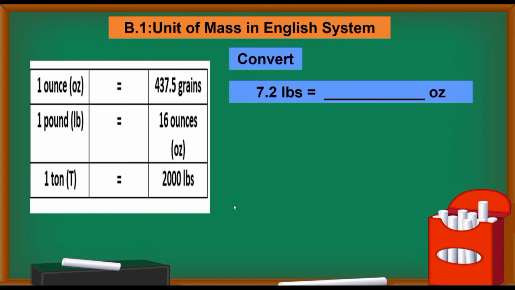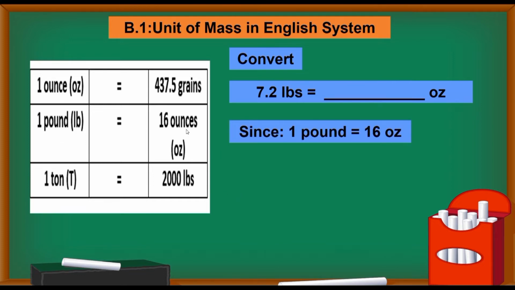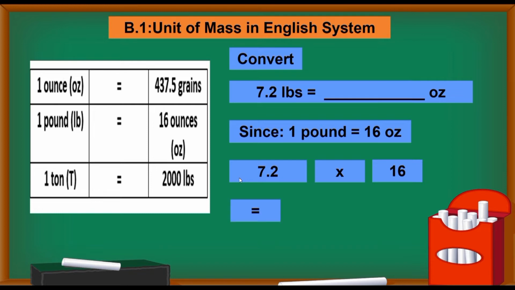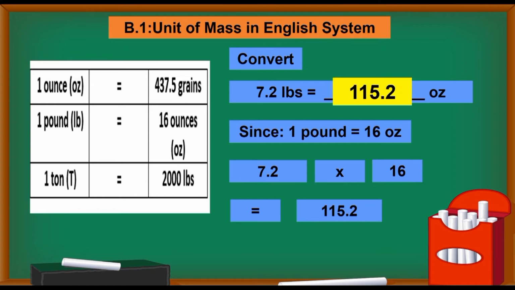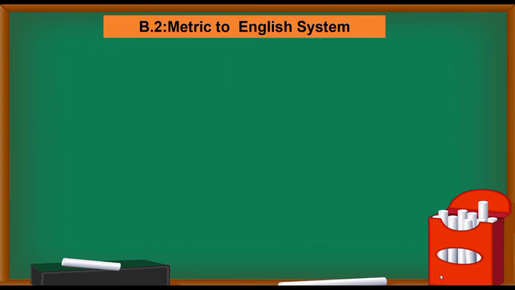So, let us convert 7.2 pounds, how many ounces? Ang sabi po dyan, in every 1 pound, there is 16 ounces. So, ang gagawin po natin ay 7.2, ita-times natin kay 16. That would be equal to 115.2. So, therefore, 7.2 pounds is equal to 115.2 ounces.